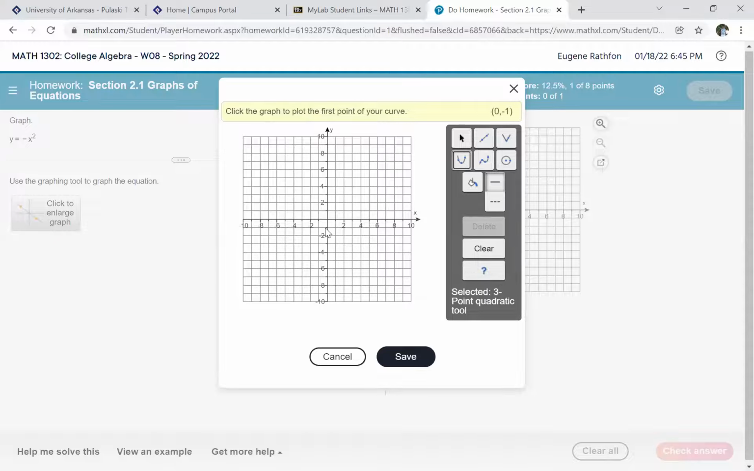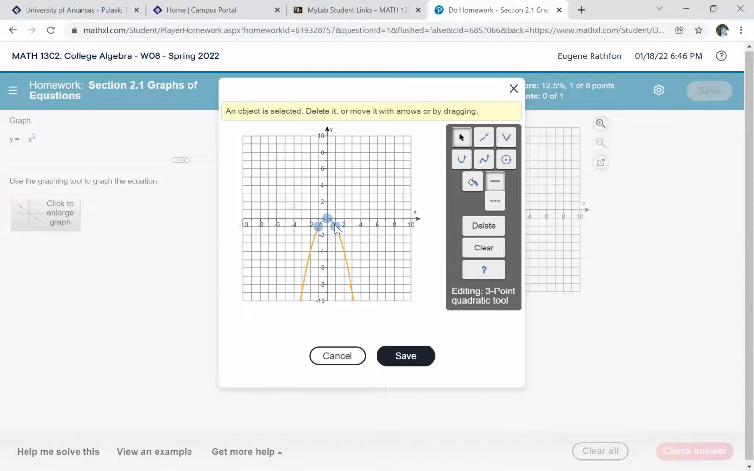So I got negative 1, negative 1. So let me go to negative 1, down 1. Then I had 0, 0, which is right in the center. And then I had 1, negative 1. Ooh, I get a little jumpy. There's 1, negative 1, and then click it. So it doesn't matter what order you do the numbers. It'll make that parabola once you put that last number in there, okay?